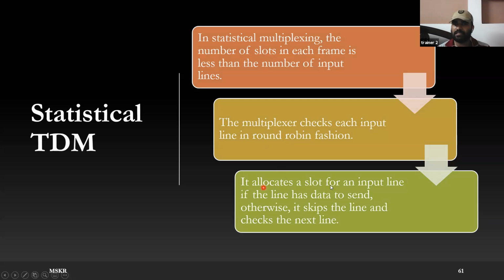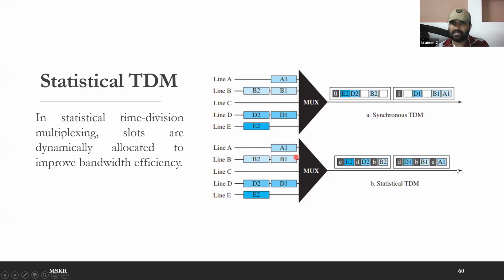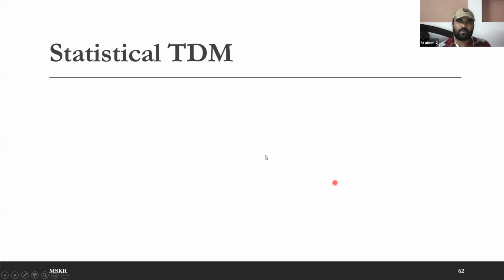And the third point, it allocates the slot for an input line if the line has data to send. As you can see in our previous case, one slot of every frame will be allocated to every user, whoever has the data. If there is no data, you are not going to allocate them a slot. That is the reason in our last diagram, as you can see in this particular slot, we are allocating A, B, but C is not there because he has no data. So you will be allocated a slot if and only if there is a slot free and you have some data to send. These two conditions must be met to use the frame. Okay, so that is the third point.